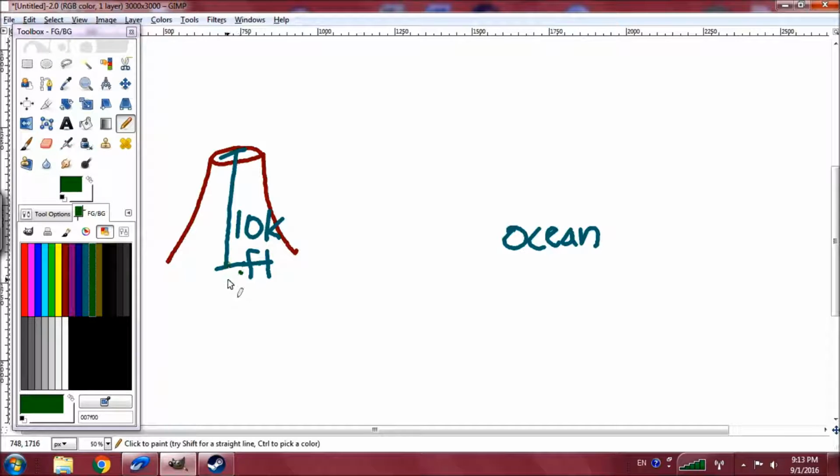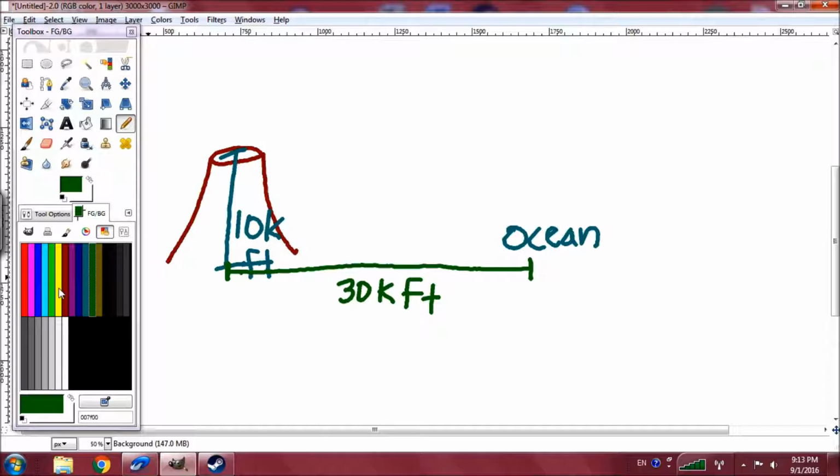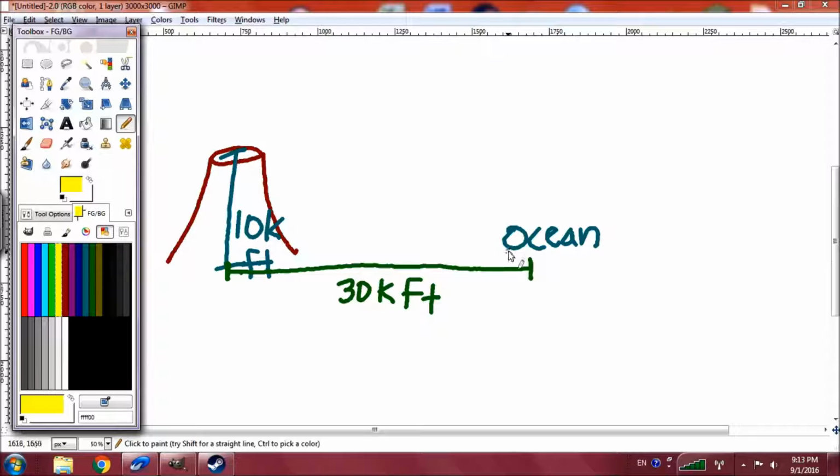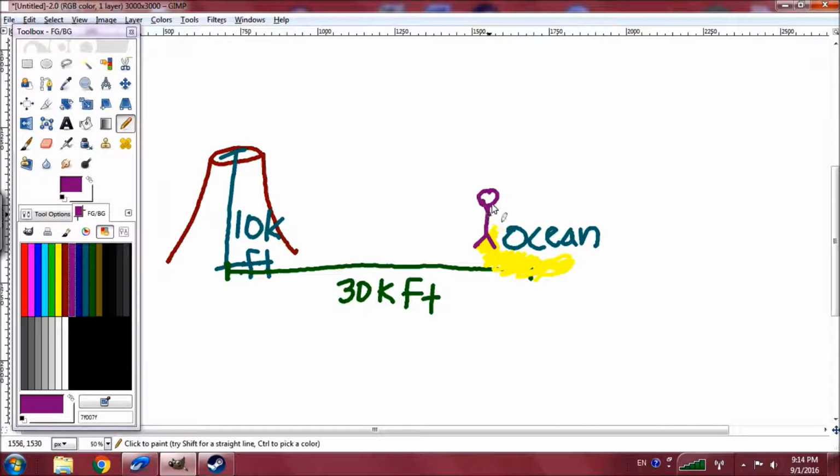And from this point to this point, it's 30,000 feet. At what angle would you have to look up to see the peak if you were standing on the beach? Okay, so the beach is here, just around the ocean, and this is you. And you want to look up to see the peak. So what is this angle?